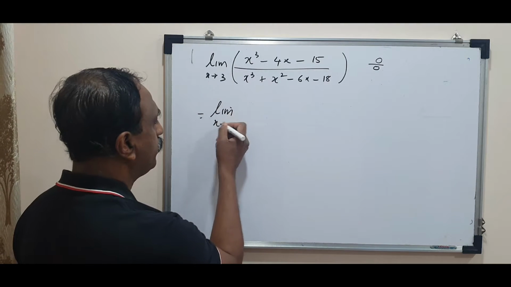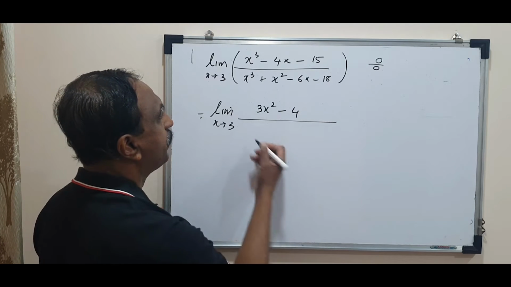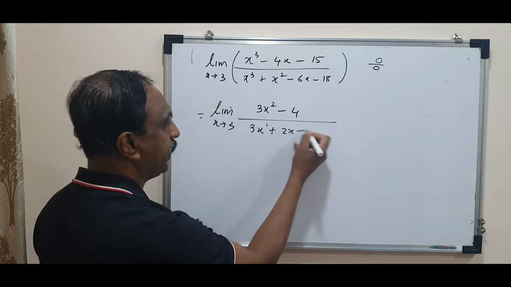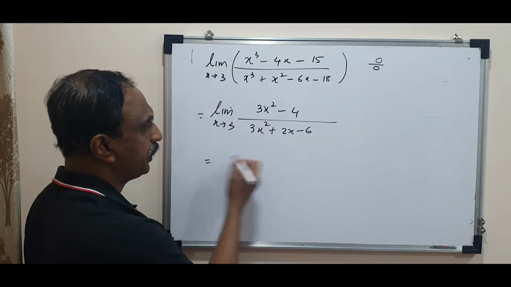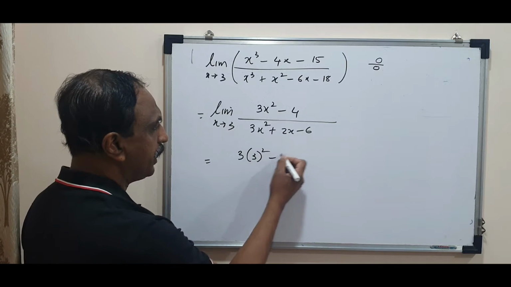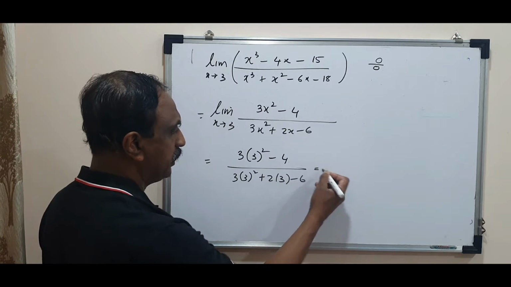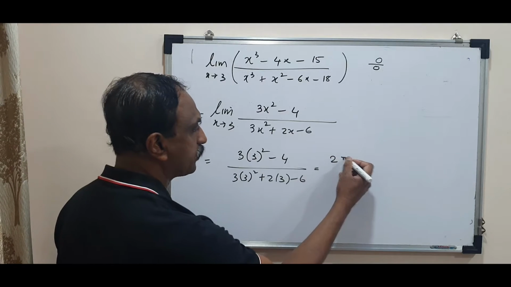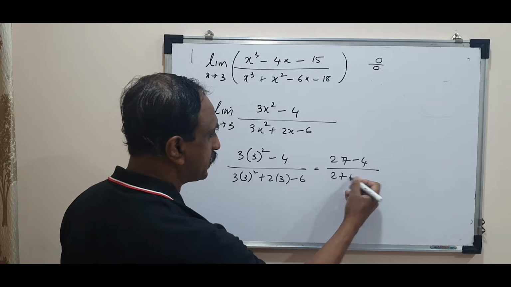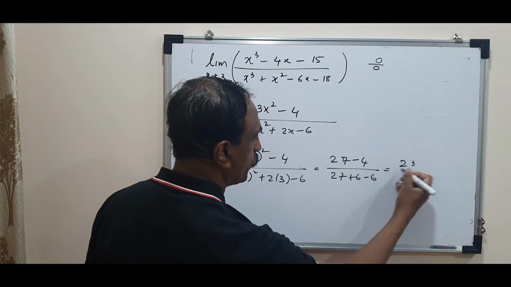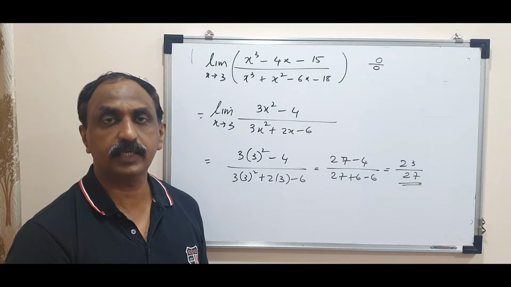Limit x tending to 3. When you differentiate this, you get 3x square minus 4 divided by 3x square plus 2x minus 6. Now we'll replace x by 3. So 3 into 3 square minus 4 upon 3 into 3 square plus 2 into 3 minus 6. So 9 into 3, 27 minus 4, divided by 27 plus 6 minus 6. So 23 by 27. So we can calculate the limit very fast by using this technique.